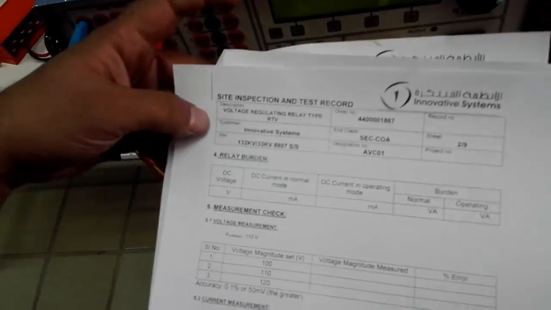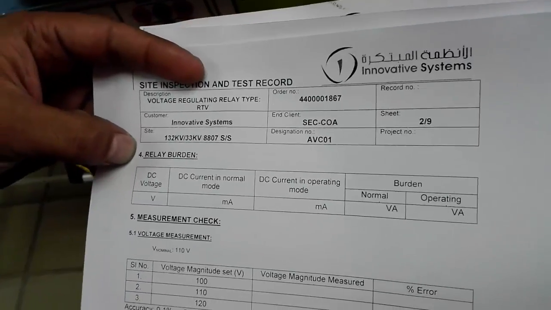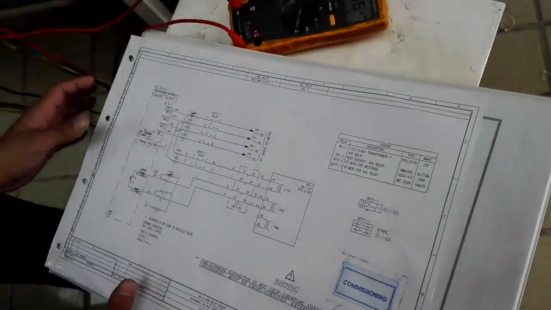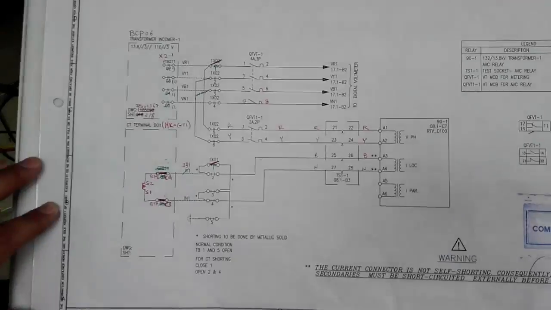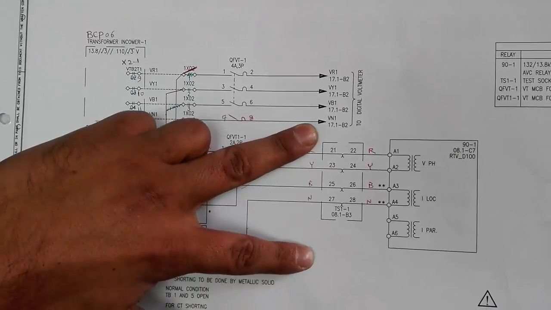Now we will perform the relay burden test. For the relay burden test, we have to go back to the drawing. Now, just please give me 1 minute for the drawing. Now we will make connections according to the drawing. This one is enough. Now we will connect these connections.